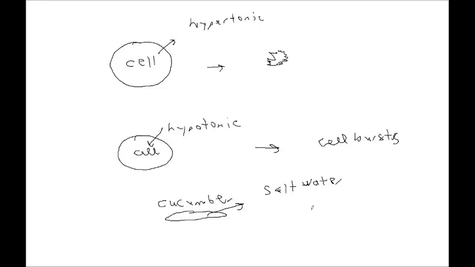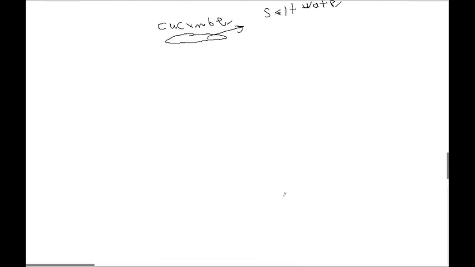One other example that might possibly come up. How do you preserve meat? The reason that meat rots is that the bacteria grow on it. That's right. So if you salt it, why does putting salt on the meat kill the bacteria?